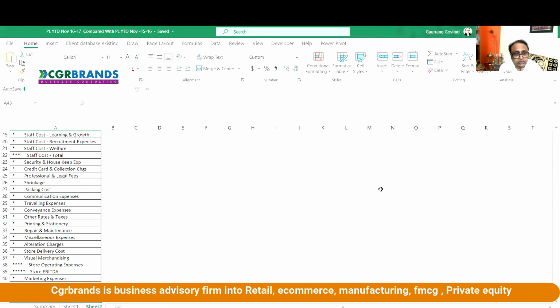I'm sure you would have understood by now how the P&L looks like. You need to ask your manager for the actual P&L of your store, start reading the line items, and then arrive at a conclusion about what you should tweak to make the store profitable. The most important part is the store sales. So if the store sale is good, everything is manageable, right? So you need to understand how store sales plays a very important role in managing your business.